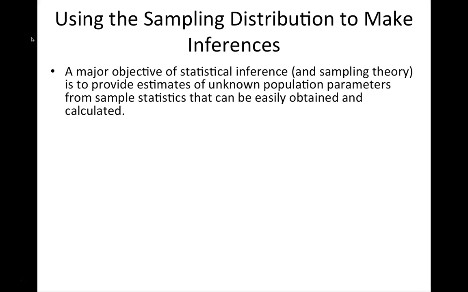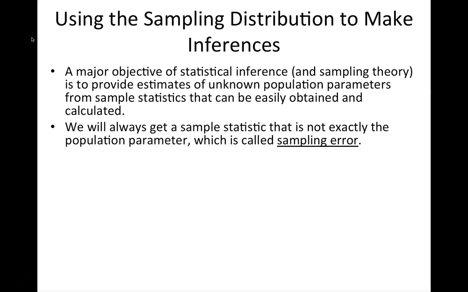So a major objective of statistical inference and sampling theory is to provide estimates of unknown population parameters from sample statistics that can be easily obtained and calculated. So again, we can't ever actually know the population mean because we can't ask every single person in the population. And so we have to estimate that population mean from a sample statistic that we can actually obtain and calculate. And what your books demonstrate nicely is that we will always get a sample statistic that is not exactly the population statistic.